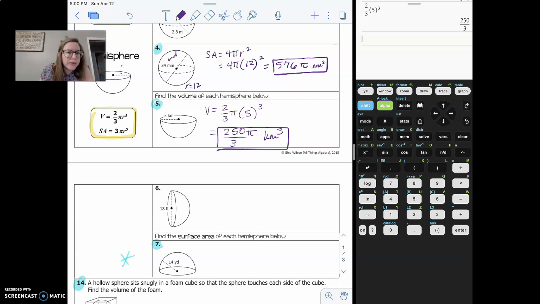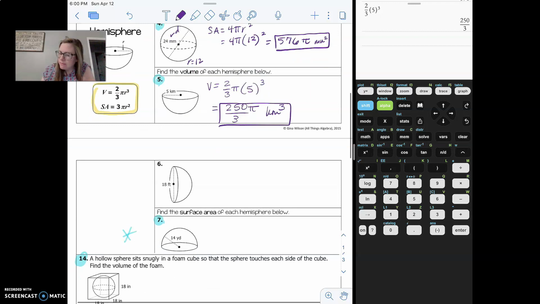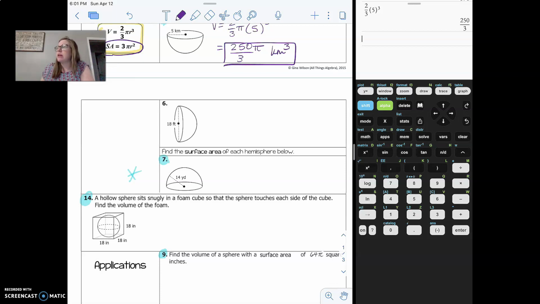Surface area of a hemisphere is a little different, okay? Remember how I said it was 4 pi r squared for an entire sphere? So now it's going to be 3 pi r squared, which you're like, but shouldn't it just be half? Kind of, right? Let's look at number 7 right here, okay? We want the surface area of that curved part, which is going to be half of the entire. So half of 4 pi r squared is 2 pi r squared.